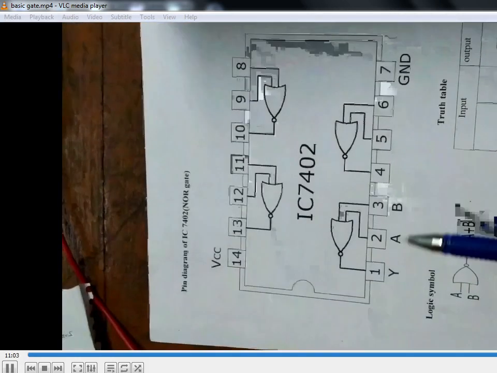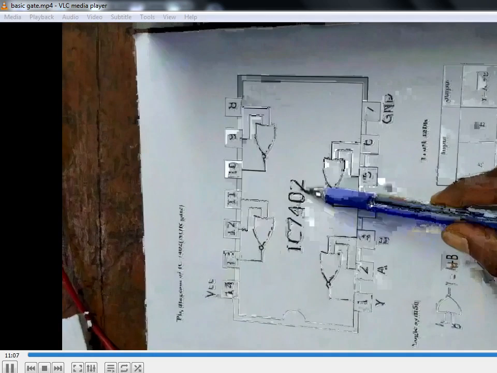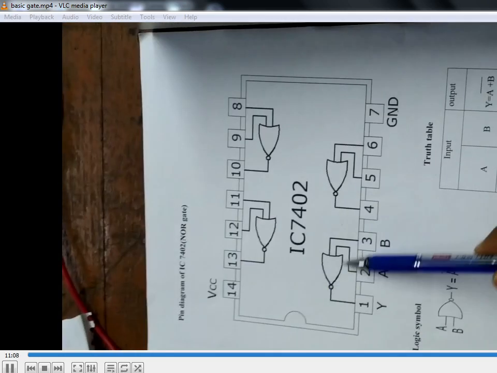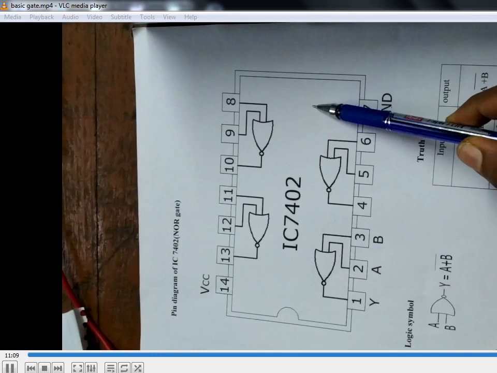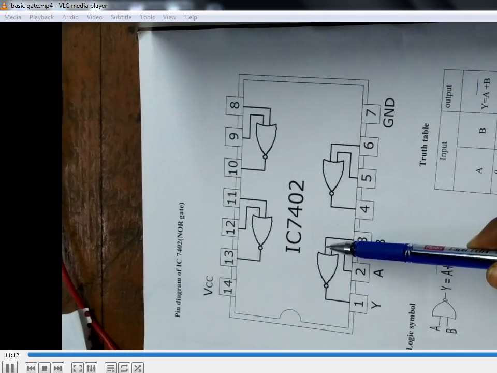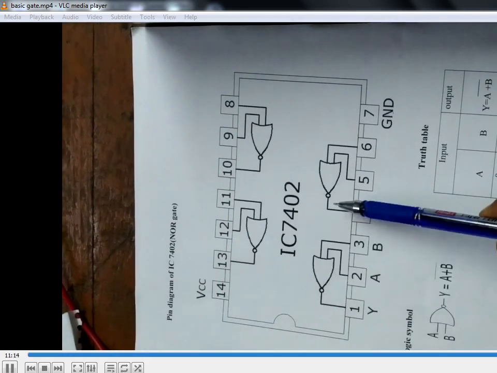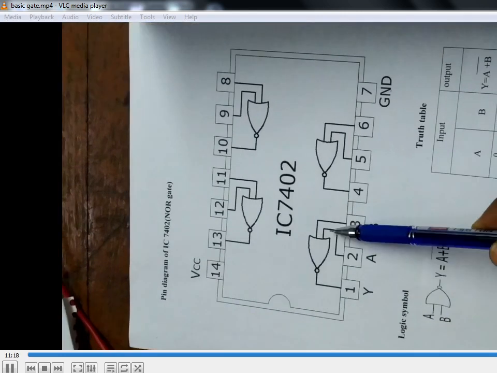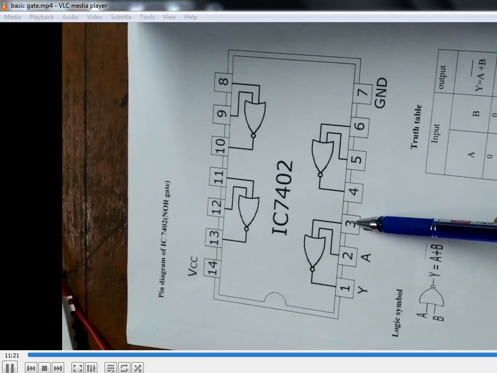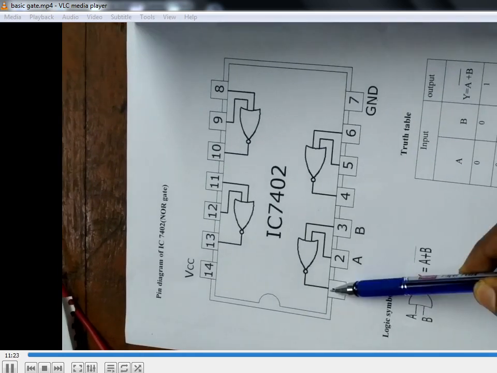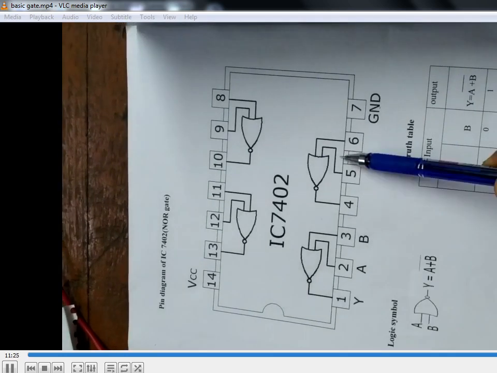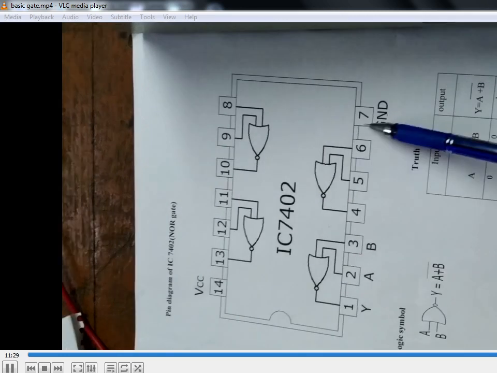Now we will consider the NOR gate, that is IC 7402. It is also a 14-pin IC, but compared to the AND gate, NAND gate and OR gate, the pin configuration of this is quite different. In this case, pin number 2 and 3 are inputs and pin number 1 is the output. Like that, 5 and 6 are inputs and pin number 4 is output. As usual, pin 7 is connected to ground and pin 14 is connected to VCC.